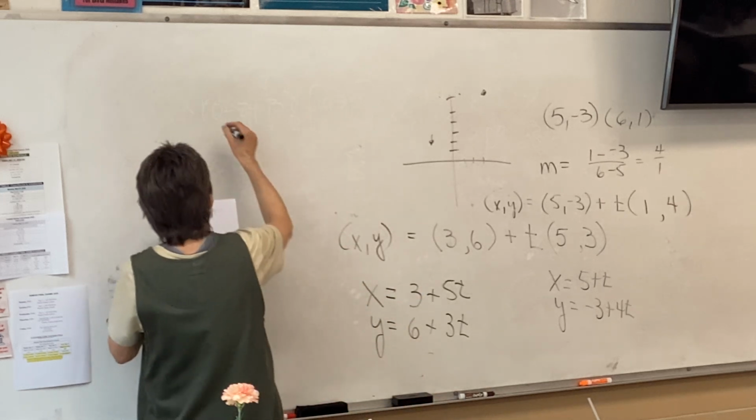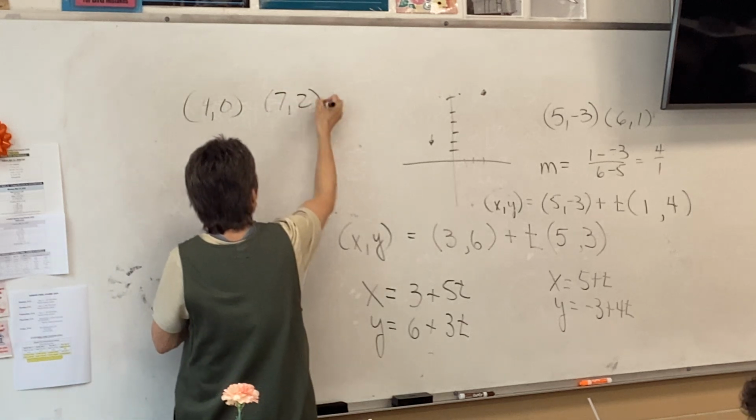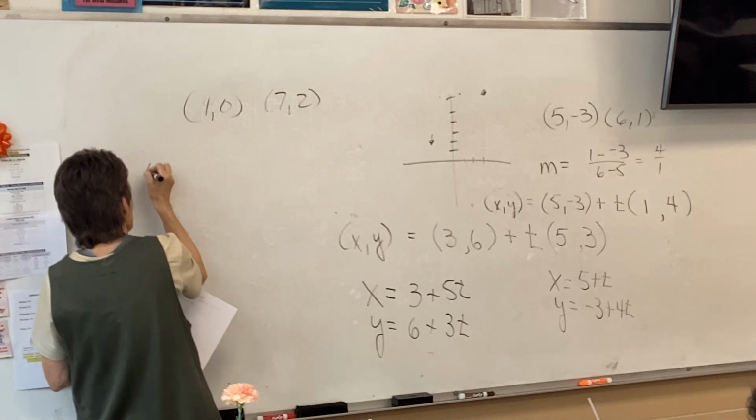All right. Do the next one by yourselves right now. Figure it out: 4, 0, 7, 2. What are your parametric equations?